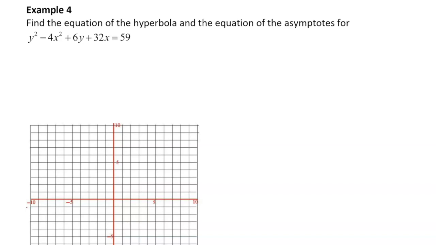Okay, example number 4. Find the equation of the hyperbola and the equation of the asymptotes. This is going to be a very similar question to what you've done with ellipses recently. So you want to reorder it, and put your y's together and your x's together.